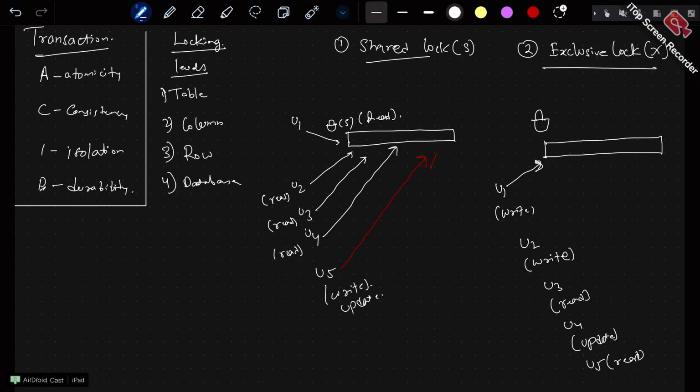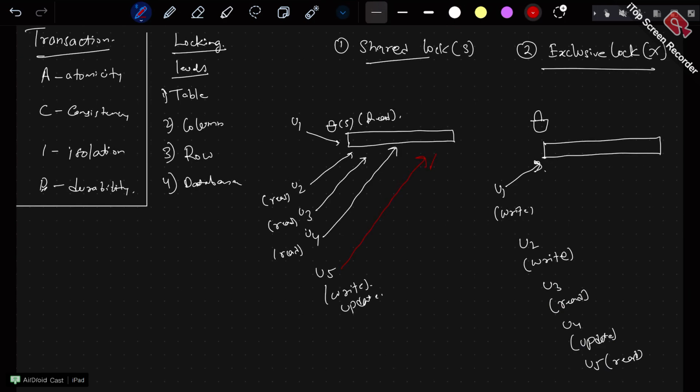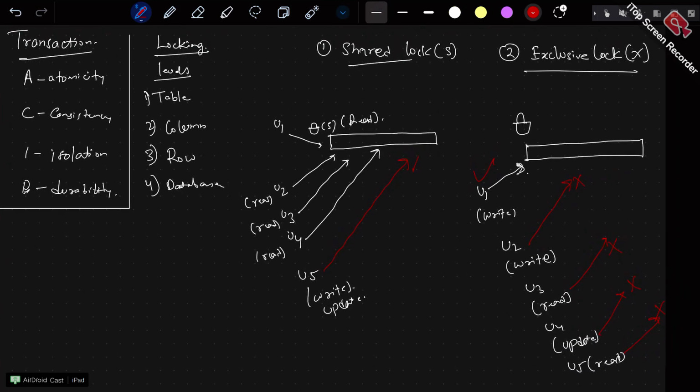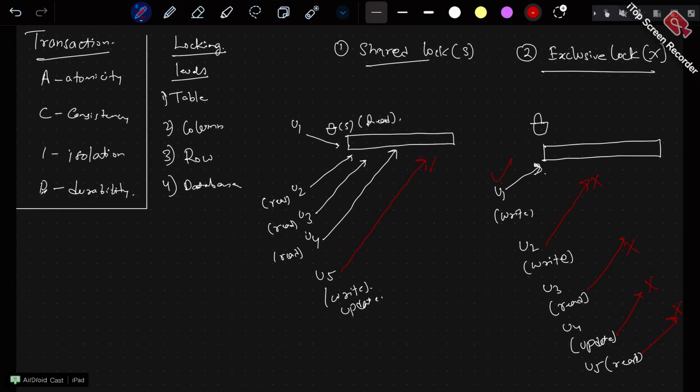So now user 1 has acquired the write lock. So now this user is not allowed, this user is not allowed, this user is not allowed, this user is not. The only user that is allowed is u1, because that person has acquired the lock for write purposes. Now you see what the advantage and the caveat of each type of lock are. Now can you think which systems can use which kind of lock?